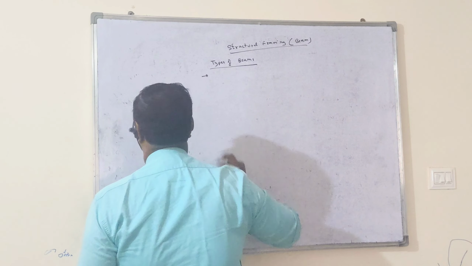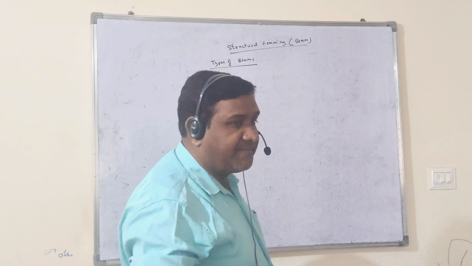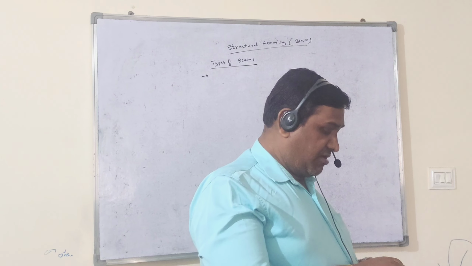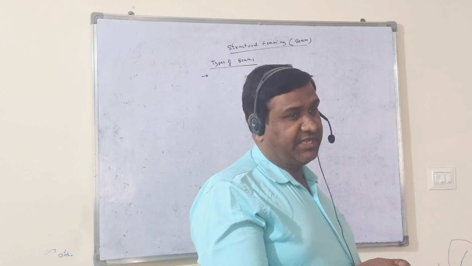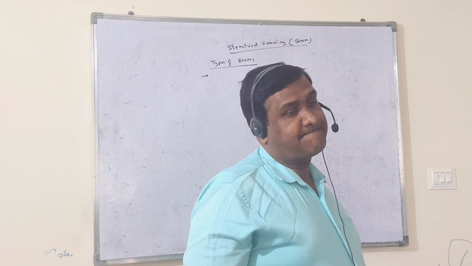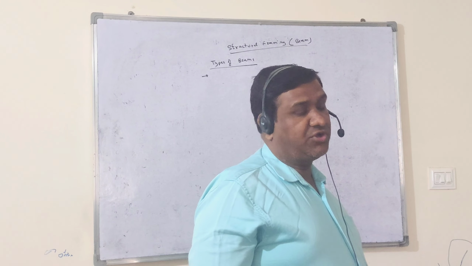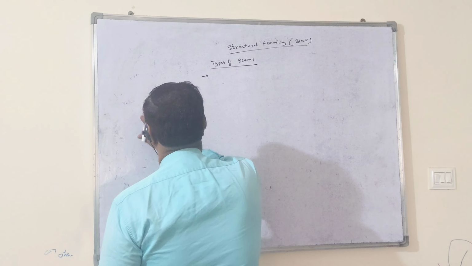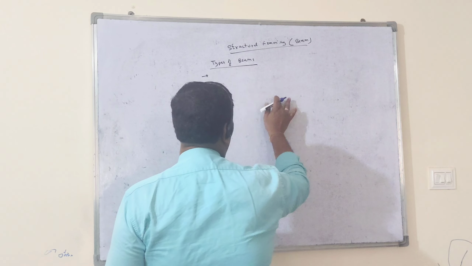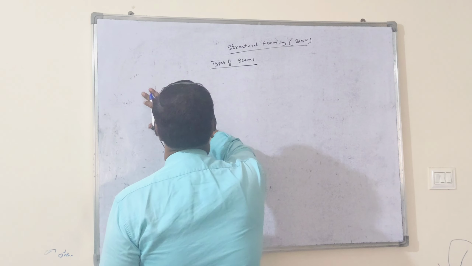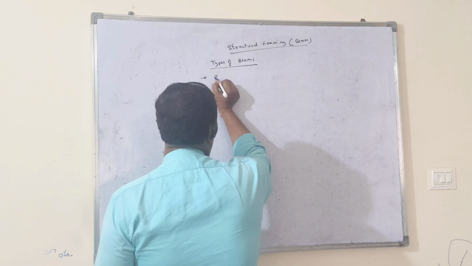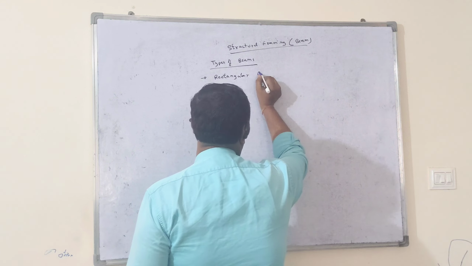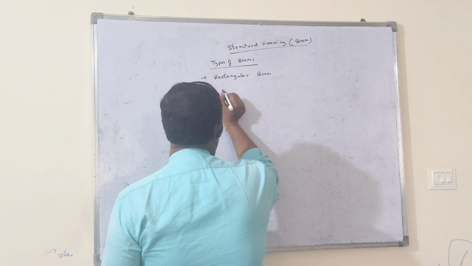Let me know any of the types, tell me the name. Don't you know any types? How many types of beams come in a project, in any building? Yes or no? No. So there is a rectangular beam. Okay, rectangular beam, square beam.